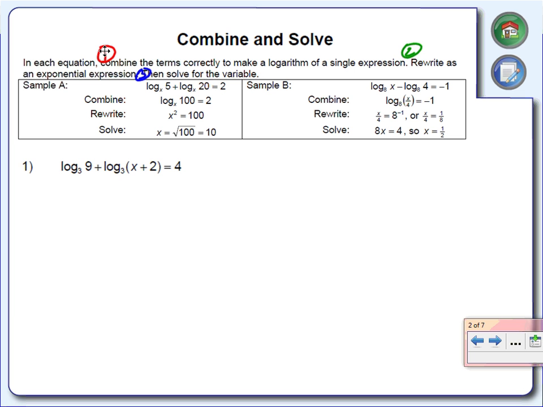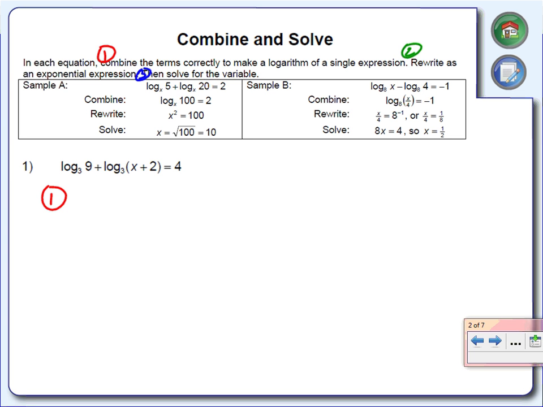The first one we have here is log base 3 of 9 plus log base 3 of x plus 2 is equal to 4. We want to know what x is. All right, so here we go. The first thing we're going to do is rewrite that in the form of a single expression. Now again, we did this yesterday. We talked about some properties, and we're going to use those properties.